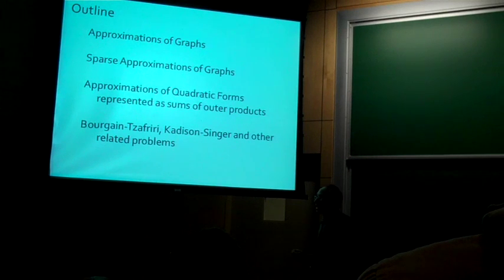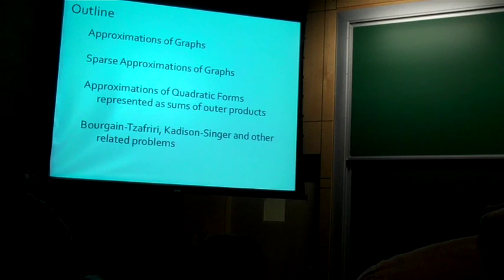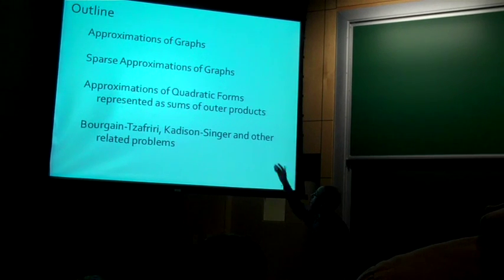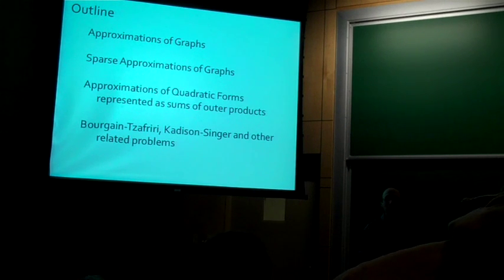And we will take a look at how well arbitrary graphs can be approximated by sparse graphs. As I said, our notion of approximation will be induced by quadratic forms that are related to the graphs. So really we're going to turn this into a problem in linear algebra. And we're going to talk about the question of, if I have a quadratic form represented as a sum of rank 1 matrices, or outer products, can I approximate it well by a sum of a small number of those? We'll see how well we can do that.